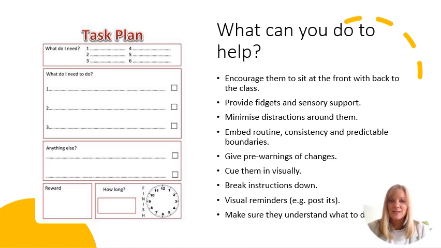Embedding routines, consistency and predictable boundaries can all support with the emotional regulation, and just understanding and seeing that big picture of where they are and being able to regulate their behaviour. Giving pre-warnings of change, again, helps with that planning and organisation and the executive functioning skills that children often find difficult. Cue them in visually, because what we're trying to avoid is those verbal prompts which can end up feeling like criticism. So if you can cue them in visually by just a little tap on the shoulder or a little tap on the desk, or a really subtle and kind visual prompt, then that can feel a lot better in terms of the self-esteem.